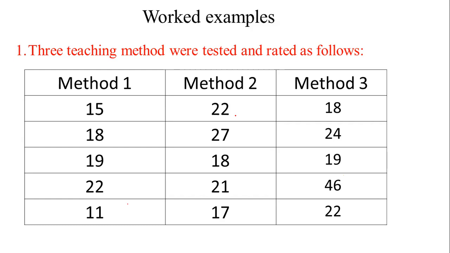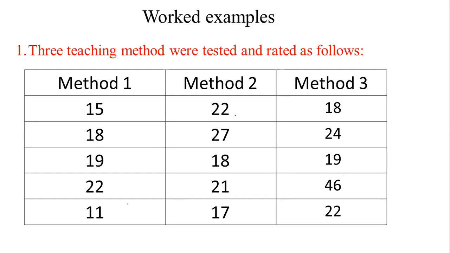So these are 3 methods of teaching. If they were 2 methods, method 1 and 2, we could comfortably use independent t-tests. But because we have 3, now we go to ANOVA, one-way ANOVA. Now, we are going to use the manual method, which is somehow tedious, and I pray that you follow me through.